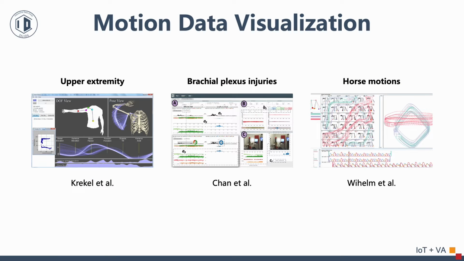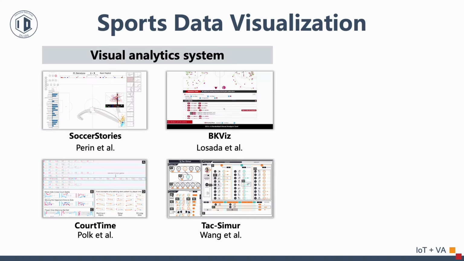To facilitate the analysis of the motion data collected by sensors, researchers developed various visual analytics systems. These systems are used to analyze characteristics of motions of the upper extremity, brachial plexus injuries, and even the motions of horses. However, systems for visual analytics of the motion data in sports training are rarely studied.